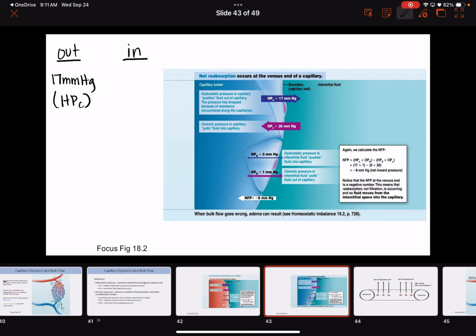And then our hydrostatic pressure of the interstitial fluid is still 0. We still don't have any forceful pressure on the capillary from the outside, because that interstitial fluid is not moving in any one direction. So it's still 0 millimeters of mercury for our HPIF.